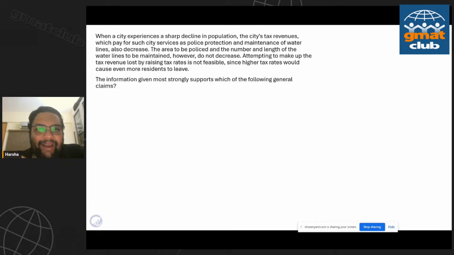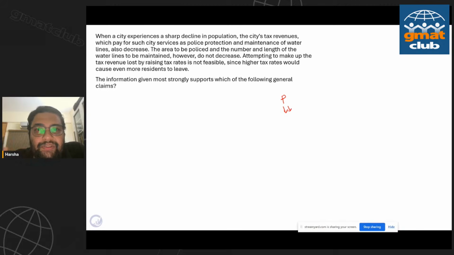I know I keep hammering that point, but you really have to visualize the scenario. When you do that, your chances of getting these questions right absolutely get much better. So let's go. When a city experiences a sharp decline in population, so sharp decline in population is happening.